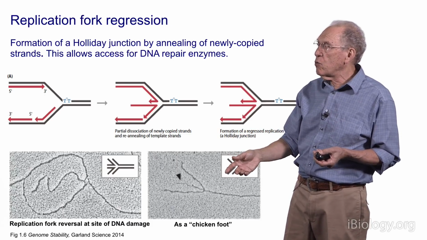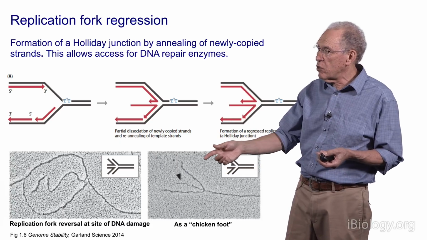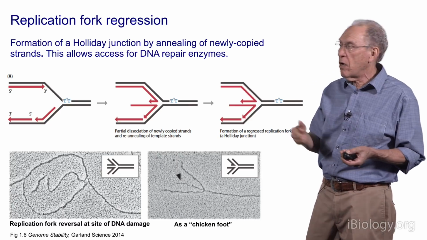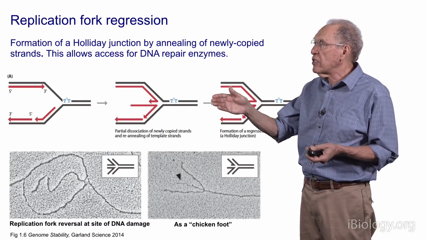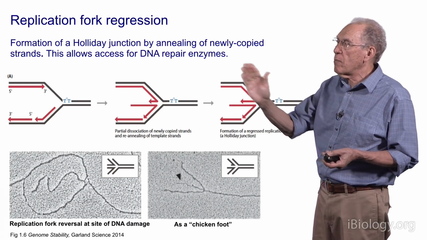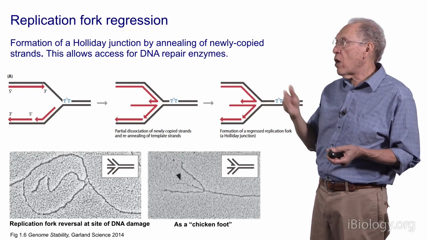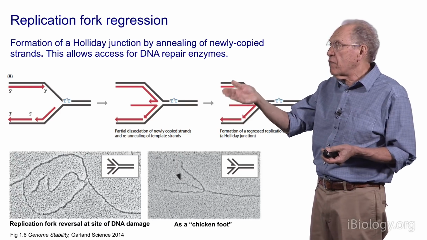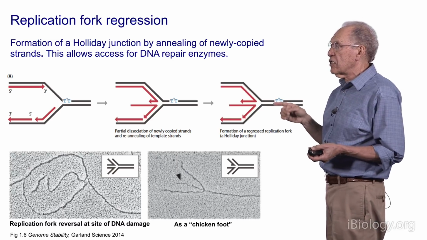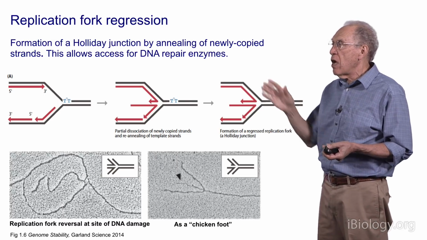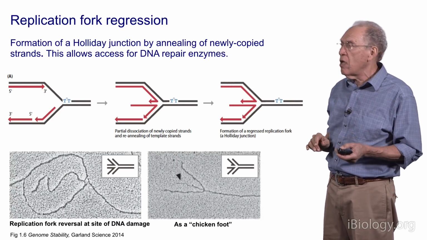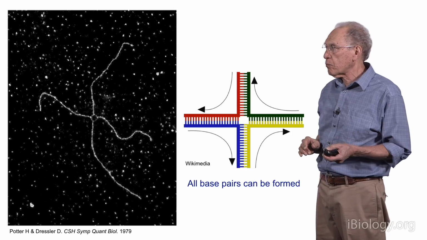But what that leads to is the formation of these intermediate structures, which can be seen in the electron microscope and which are often called chicken feet for obvious reasons. And the consequence of this is to move the replication fork backward from the place where the stalling occurred. If this occurs, that means that maybe repair proteins can gain access to this site and can actually repair it, which they couldn't do if all the replication machinery was jammed up against the site where stalling is taking place.